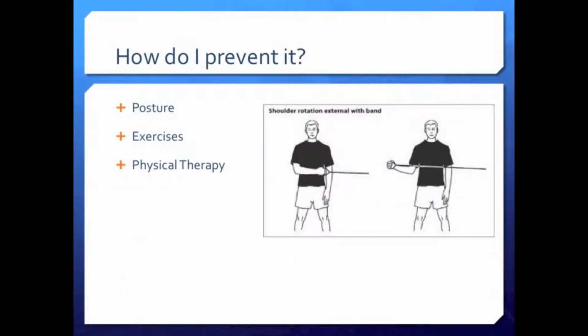Preventing it should be relatively easy. One, avoid a lot of overhead activities. Make sure that your posture is good, and perform general shoulder strengthening exercises. Again, ideally under shoulder height. When in doubt, ask your local physical therapist.